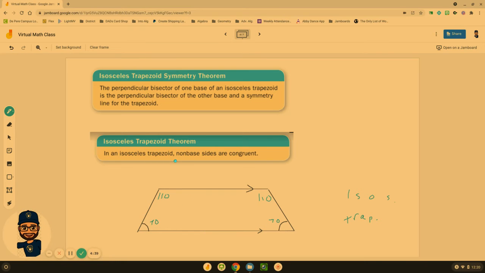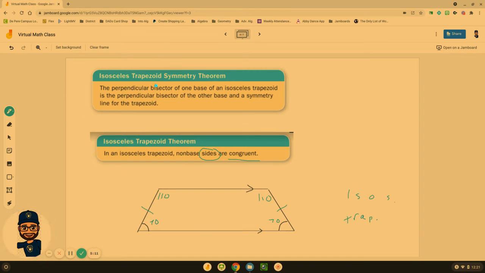The other part that this does is it makes the non-base sides congruent. The base sides come from our parallel lines. So the non-base sides, in this picture the one on the left and the one on the right, would have to be congruent. Almost imagine it looking like an isosceles triangle, where if 70 is here and 70 is here, the opposite sides have to be congruent.